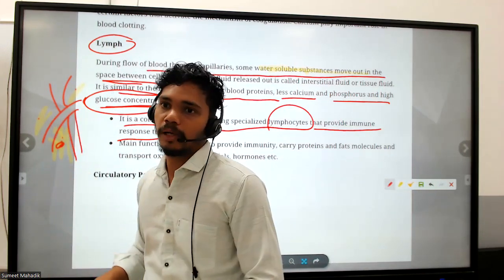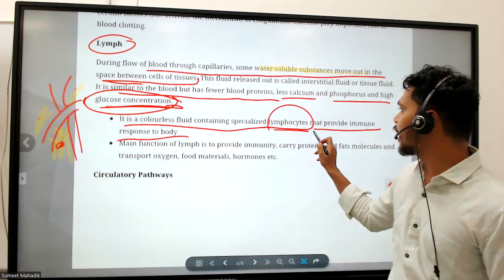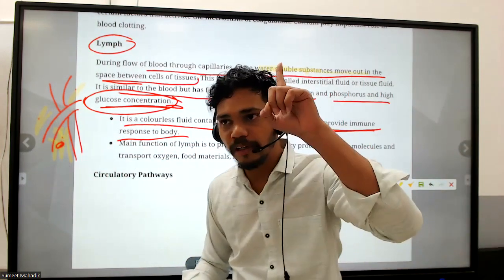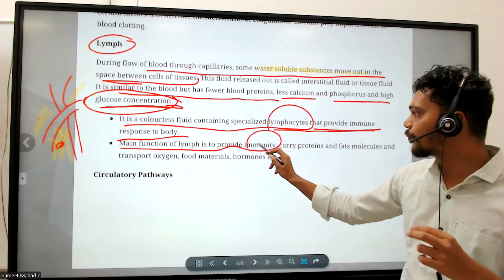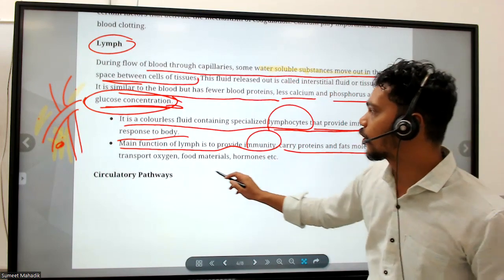So lymph has lymphocytes that provide the immune response. This point is very clear regarding the lymph. The main function of lymph is to provide immunity and carry proteins, fat molecules, oxygen, and material.